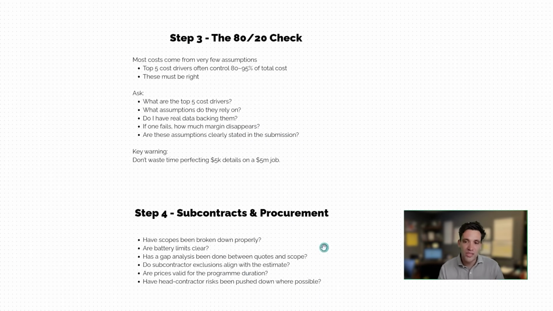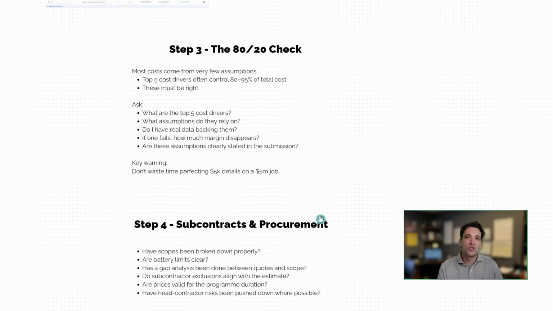Next, if you're a general contractor or subcontract out a lot of the work, you should do a specific review of your procurement. When reviewing your procurement, there's really two things you want to check. Do you have a proper work breakdown structure? Are your packages divided up correctly? Are the scope interfaces clear?